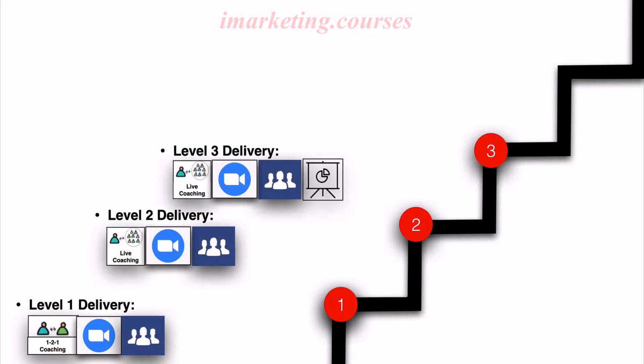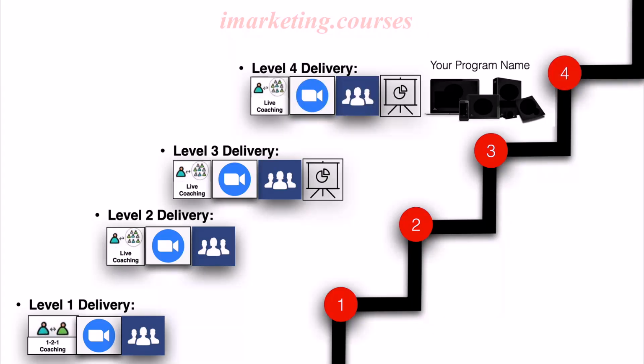Level 3 is still live coaching twice a week over Zoom, Facebook for all your questions, plus you've now created a slide deck. All right. Again, if you've already done that, great. And then level 4 is you've got this automated program, right? You're doing live coaching twice a week over Zoom. You've got Facebook group support. Everything's on slides, and you've got your program fully uploaded in an online portal.